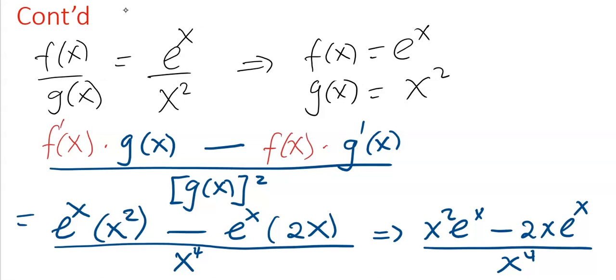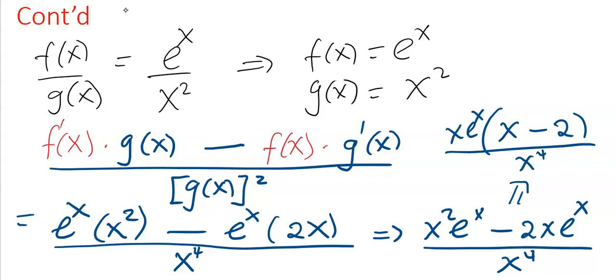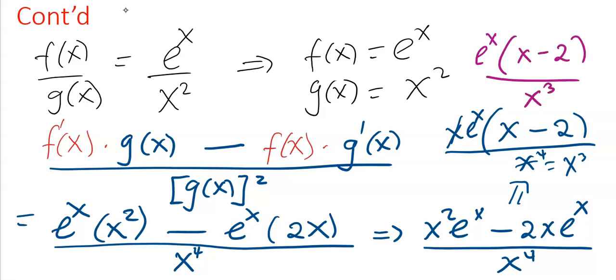You can simplify this further because there could be a common factor. So from here, what is common between these is x e to the power of x. So when I factor that out, I will have just x minus 2 on the top, and the bottom will be x to the power of 4. So I can cancel one x, which leaves this with x cubed. So my final answer will be e to the power of x times x minus 2, all of that divided by x cubed.